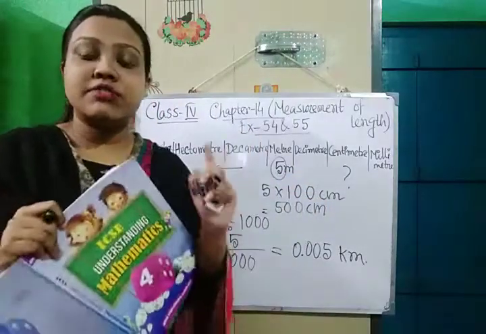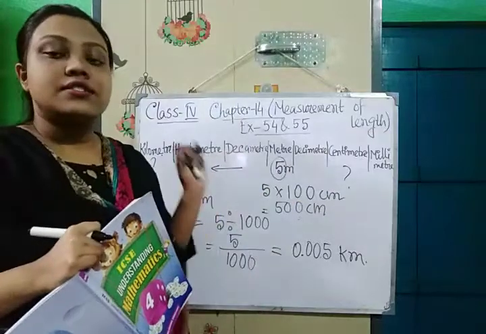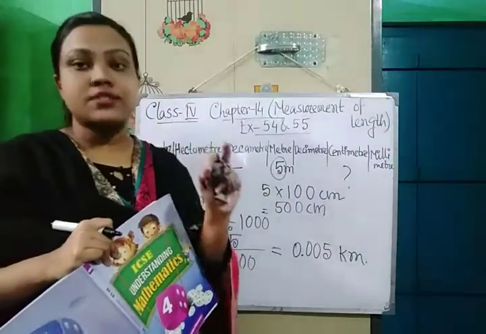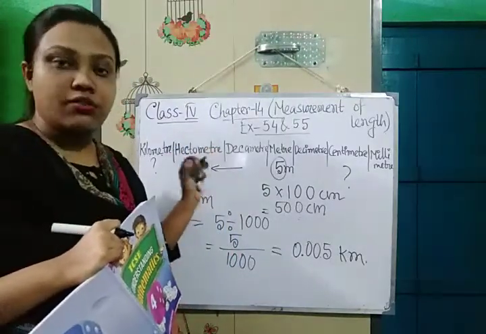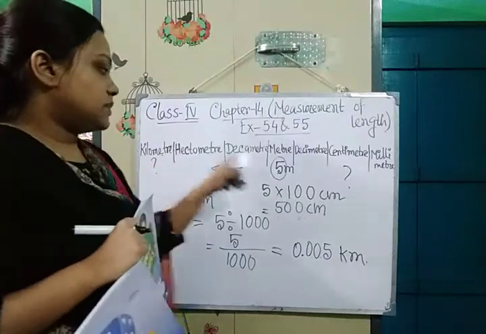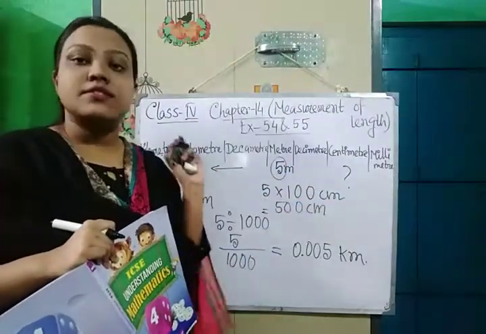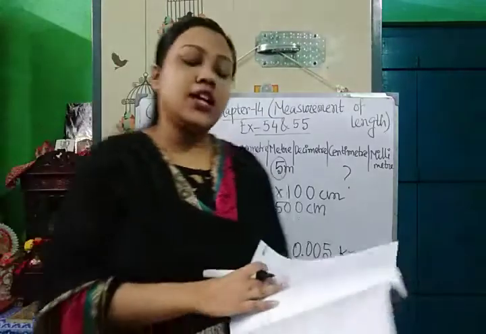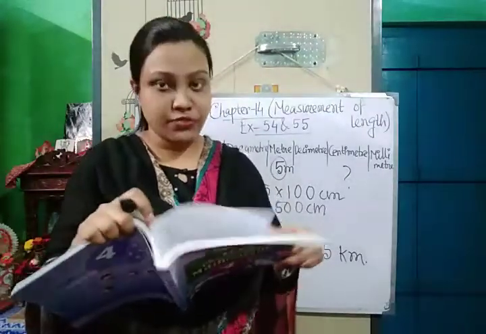You have to just remember the chart, the units chart. Not try to, but you must remember this chart for conversion of units of length. Kilometer, hectometer, decameter, meter, decimeter, centimeter, millimeter. Okay, just remember this chart. So now we will start doing the exercise. First exercise, that is exercise 54.